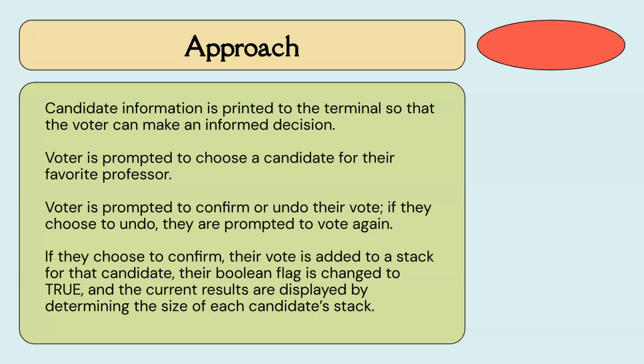The voter was prompted to choose a candidate for their favorite professor. Voters are then prompted to confirm or undo their vote. If they choose to undo their vote, they're prompted to vote again, and the vote is not recorded. If they choose to confirm, their vote is added to a stack for that candidate. Their Boolean flag is changed to true to indicate that they have voted, and the current results are displayed by determining the size of each candidate's stack.